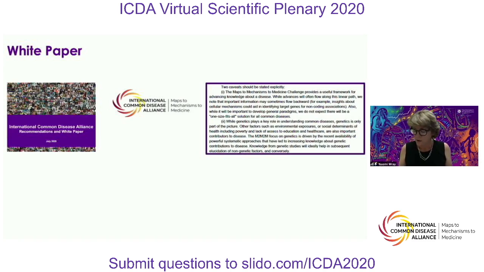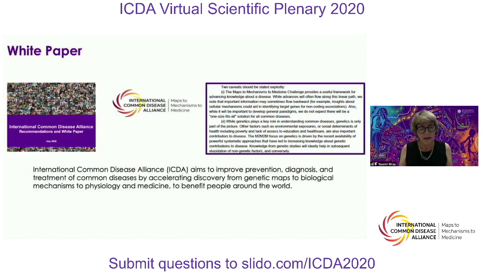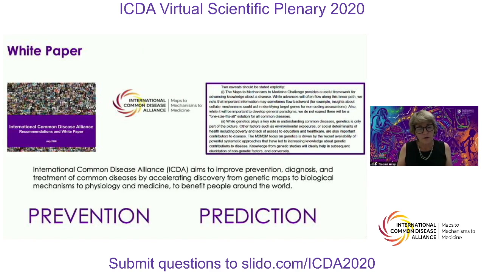So I think communicating more complexity would be important. I noticed that the Common Disease Alliance has aims to improve prevention, diagnosis and treatment. And so for me, I would have liked more emphasis on prevention and prediction within the white paper. Prediction, because we can go from maps to medicine, totally bypassing mechanism, because the underlying mechanism is irrelevant if the prediction is useful.